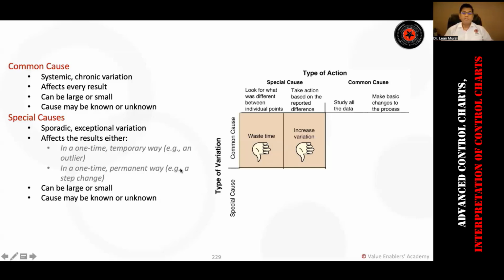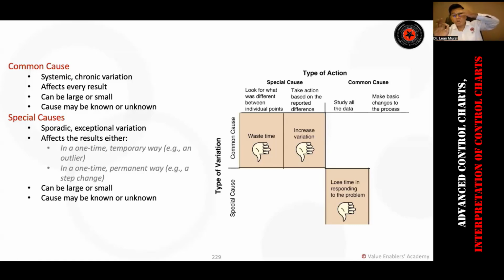Okay. Suppose it is a special cause and you're studying all the data, then you lose time responding to the problem. You'll be wasting your time. You're losing time responding to the problem. If it is a special cause, do not study all the data.